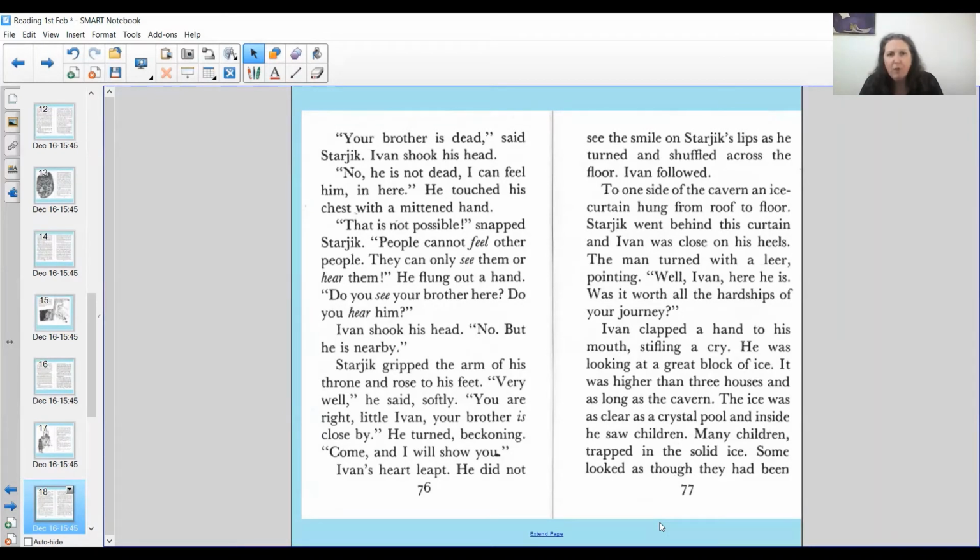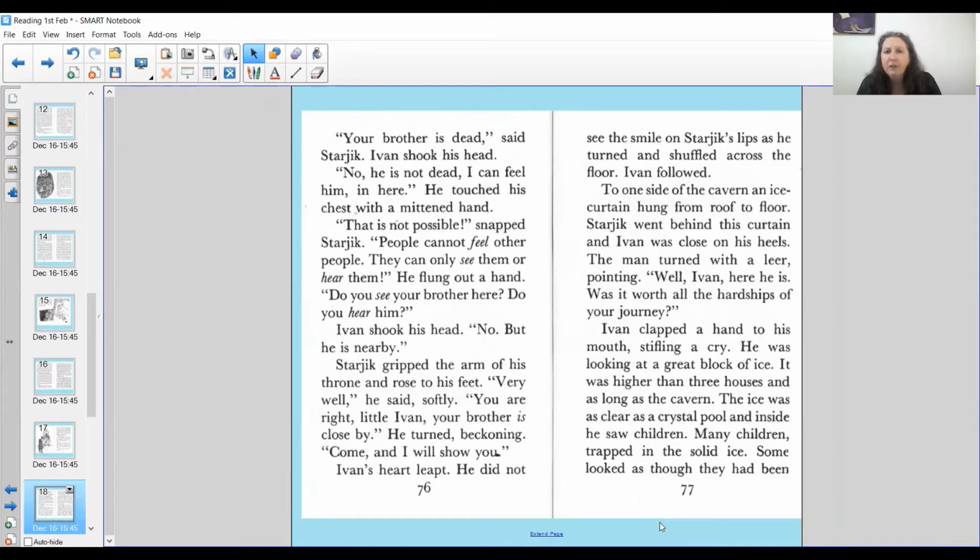Starjik gripped the arm of the throne and rose to his feet. "Very well," he said softly. "You are right, little Ivan. Your brother is close by." He turned, beckoning. "Come, and I will show you." Ivan's heart leapt. He did not see the smile on Starjik's lips as he turned and shuffled across the floor.